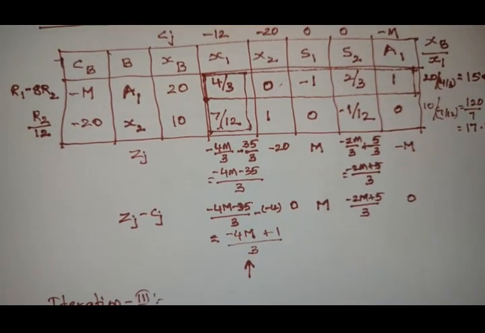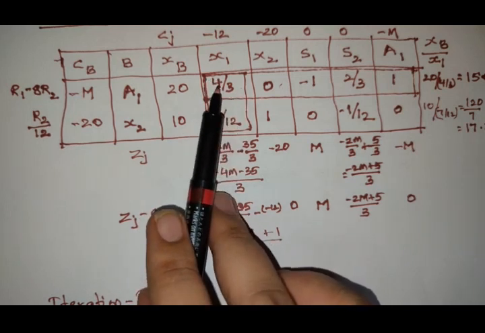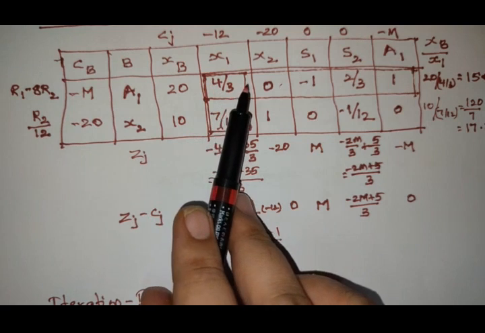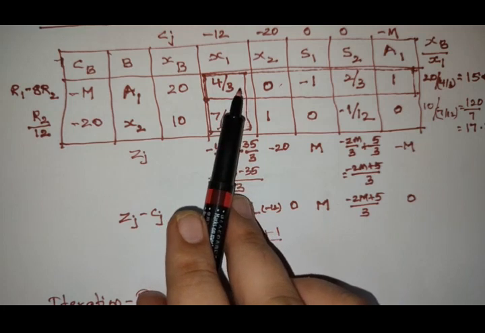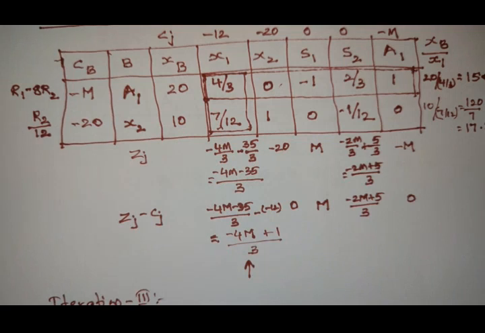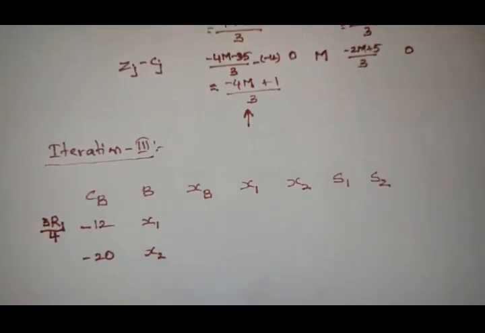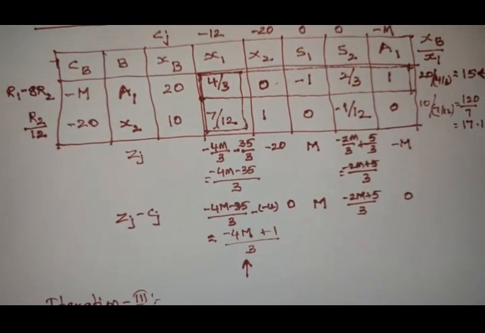Here, what is the key element? 4 by 3. We should make this key element 1. To get 4 by 3 as 1, we should multiply it with 3 by 4. If you multiply 4 by 3 with 3 by 4, we will get 1. So here it is row 1. I am multiplying row 1 with 3 by 4, so 3 r1 by 4. Then 3 by 4 into 4 by 3, here we will get 1. Right. Next, let us form this one.